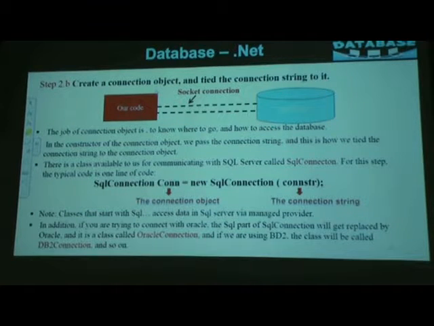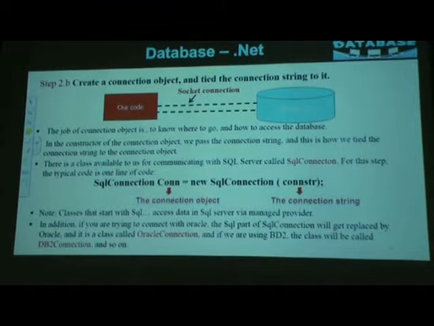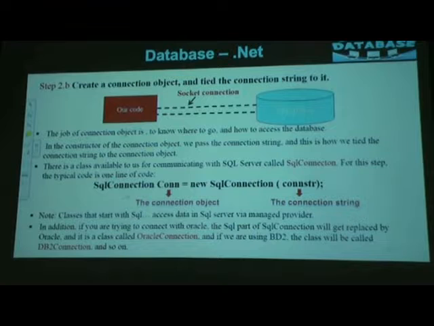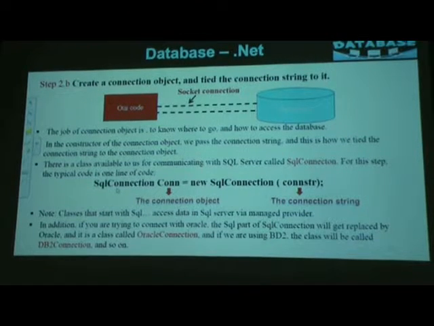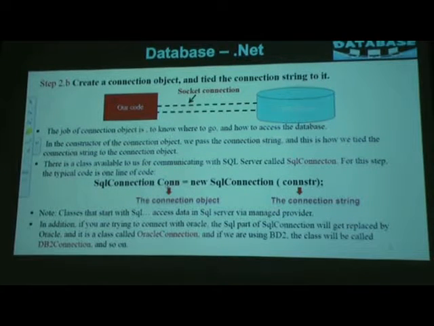So first, we identify the path of the connection string. The second step is to declare the connection object. We have a class for that, the class called SqlConnection. This is when we try to communicate with SQL Server. So the class available for us is SqlConnection, and we give it a name, con equal new SqlConnection, and we pass the connection string in the constructor of the object. And this is how we tie the connection string to the connection object.